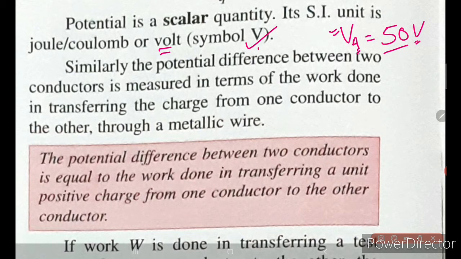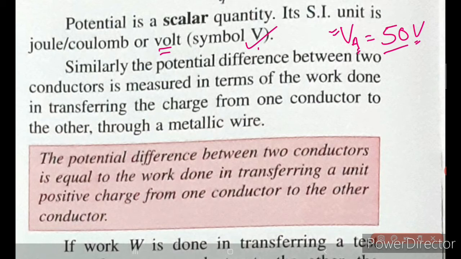this V represents the unit of the potential. Similarly, the potential difference between two conductors is measured in terms of work done in transferring the charge from one conductor to the other conductor through a metallic wire. So the potential difference between two conductors is equal to the work done in transferring a unit positive charge. It might be negative also, right, but since it's easier for doing the calculations with the positive charge, we take positive charge from one conductor to the other conductor, right.